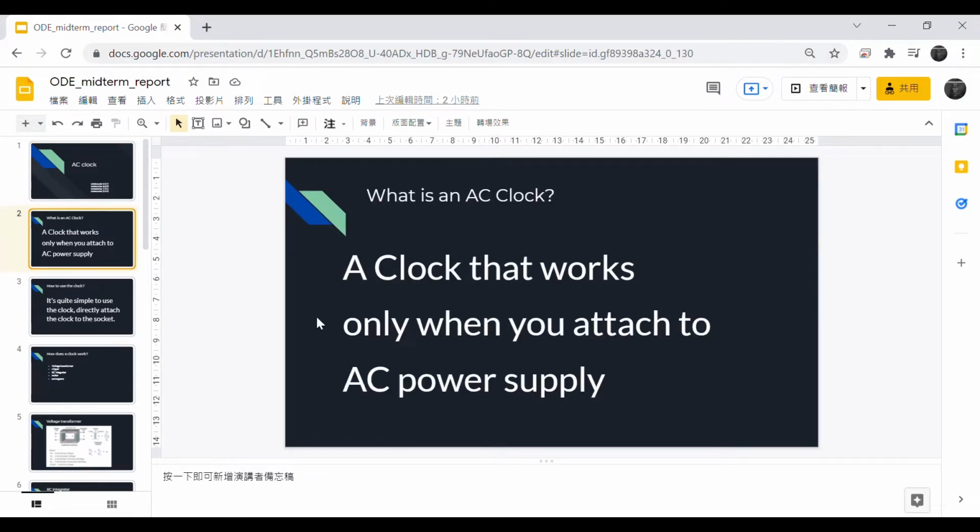An AC clock is a clock that works only when you attach your clock to AC power supply. And why an AC clock? It seems like AC current is the easiest way for us to realize the clock, since the frequency of AC in Taiwan is usually 60 Hz. So if we attach our circuit to socket, we could get a 60 Hz sine wave, and the peak-to-peak value is approximately 310 V.